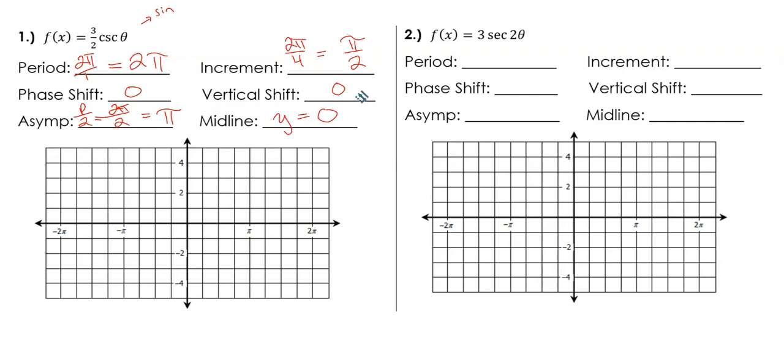So I want to start with my asymptotes here. I know that my asymptotes are going to be every pi. I'm graphing sine, and remember, sine starts at your midline, so that is my first asymptote. From here, let's thicken that up just a little bit. We're going to go here and then here. Every pi, I'm going to draw an asymptote.